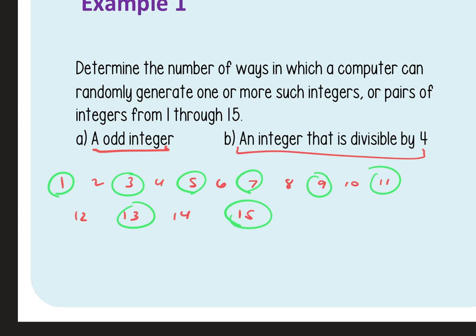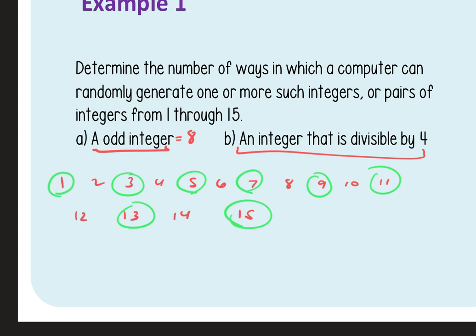Wording on these questions becomes extremely important. For example, from 1 through 15 means I count 1 and 15. If it said between 1 and 15, I don't count 1 or 15. If it said from 1 to 15 inclusive, it also means include 1 through 15. So you're going to start to really analyze the wording on these things. If it says determine the number of ways, I'm just counting, which we just said there would be 8. If it said build your sample space, my sample space is 1, 3, 5, 7, 9, 11, 13, and 15. That's your sample space.